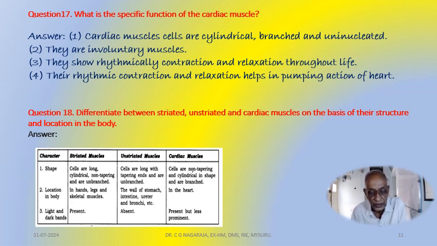Cardiac muscles are cylindrical, branched and uninucleated, only one nucleus. They are involuntary muscles, means you can't control them. You know when the heart starts beating from the birth, that is when you are in the mother's womb, when you are maybe 1 month old, when the heart starts pumping, from that date till the last day of our life, maybe somebody may live 100 years, all these days the heart keeps pumping, over which you have no control. Therefore it's called involuntary muscles.